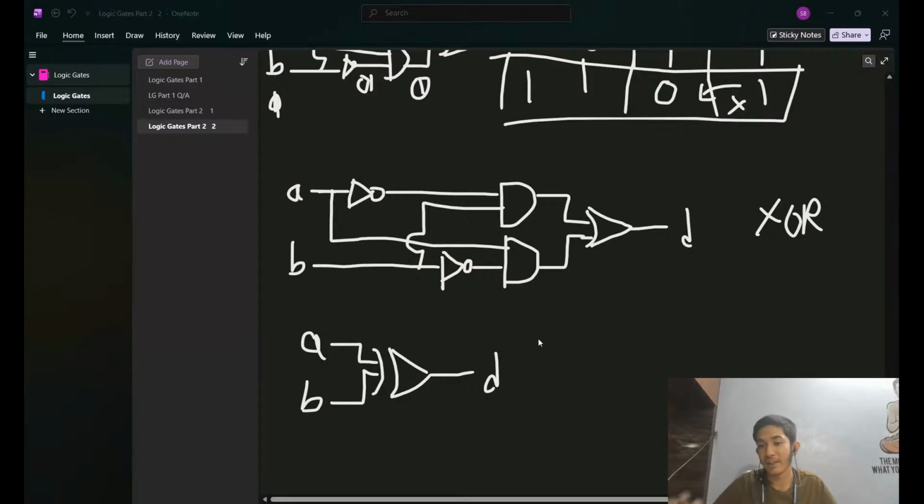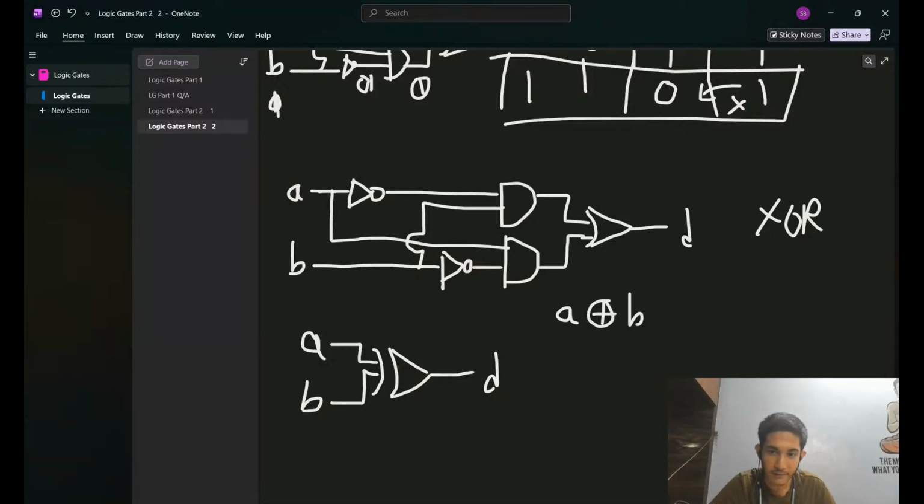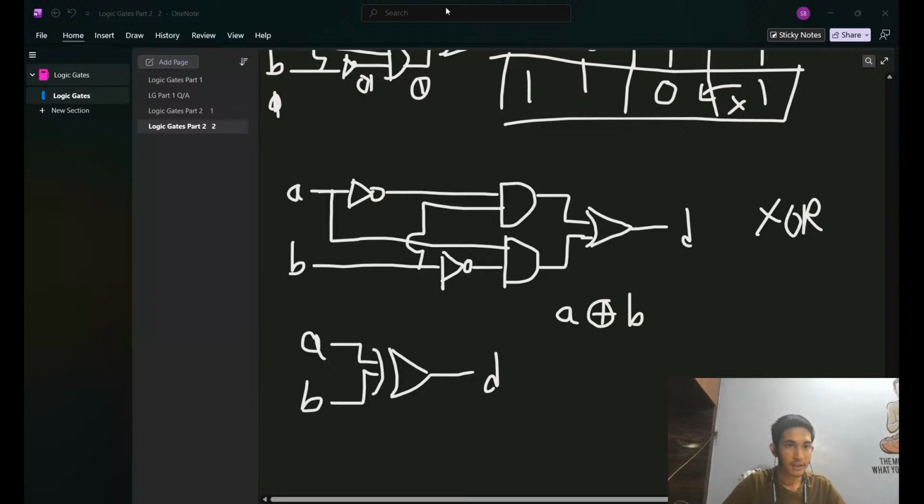And its symbol, now we get a new symbol. Okay, we can expand our knowledge of Boolean algebra and get a new symbol. It's A, and this thing, B. Okay, so now this is slightly different.